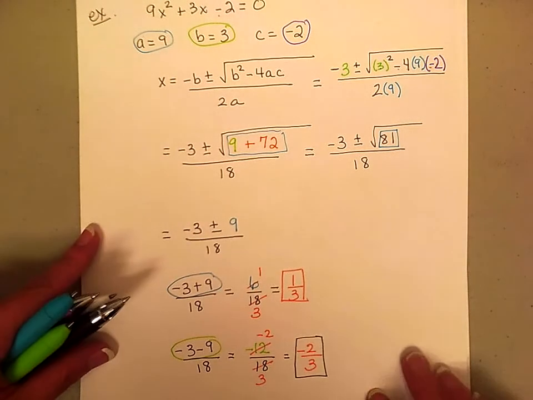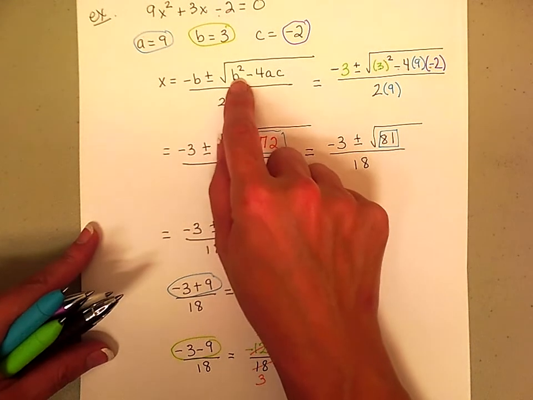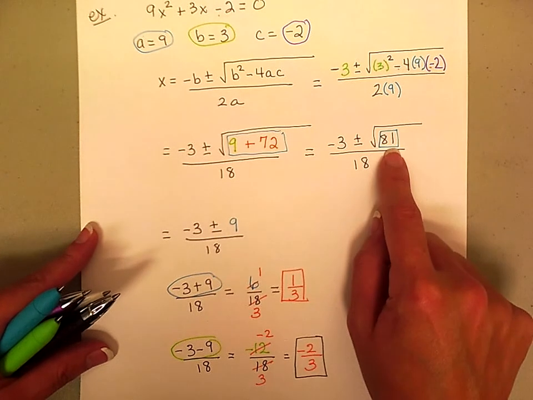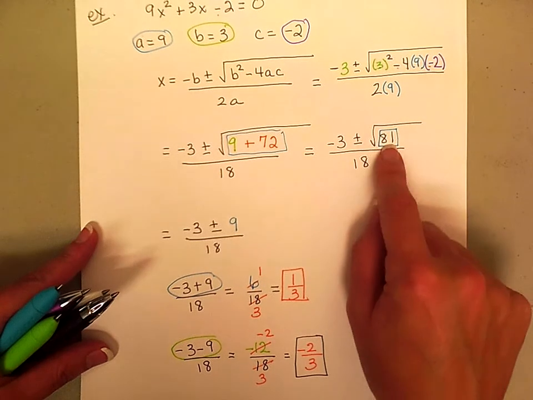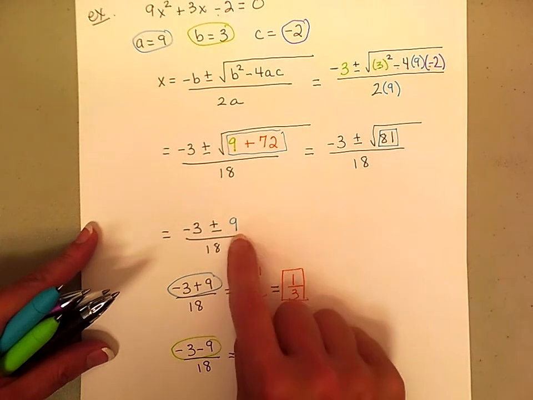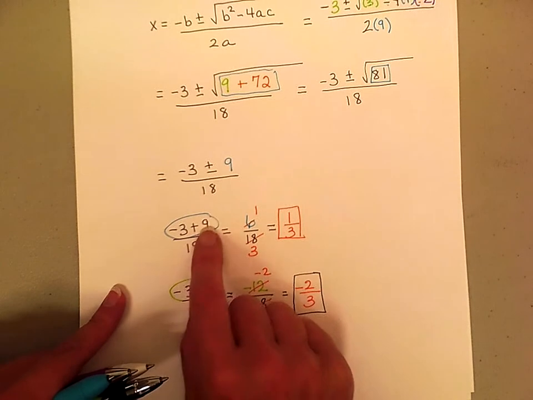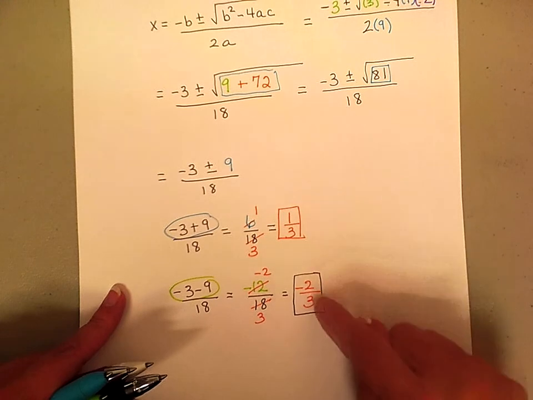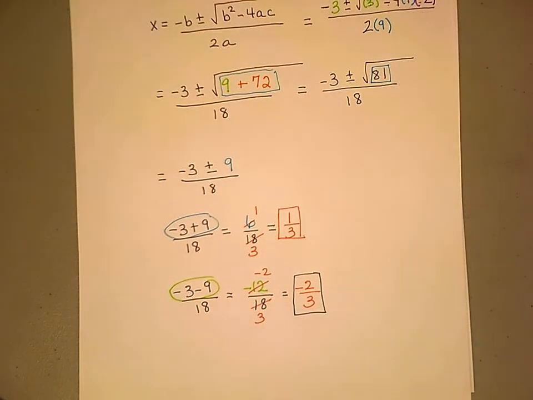However, in this case, once I've simplified b squared minus 4ac, it simplified down to 81. And when we took the square root of 81, it's a perfect square, and hence we were able to add our numerators, and we came up with two real number solutions that were not irrational. Okay? They were in fact rational.